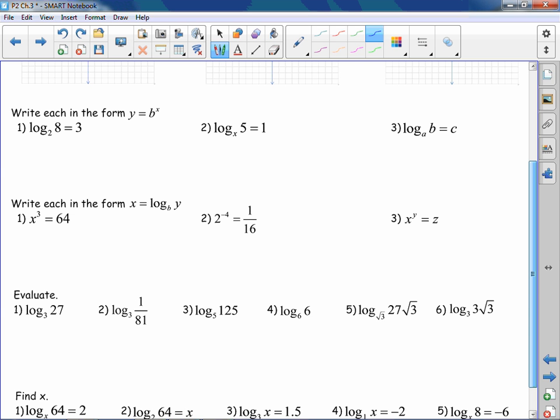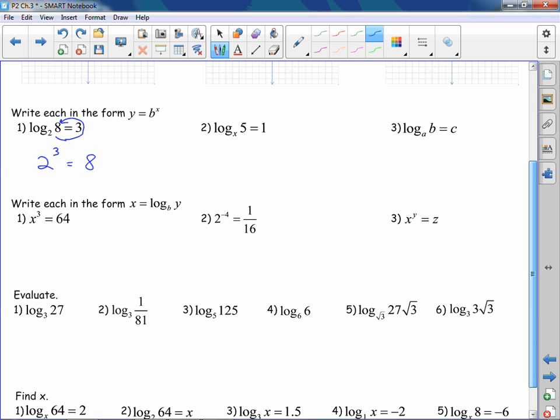Okay, what I do is I call it switching. It's kind of like a basketball hoop. I start down here at the base, and I come around the equal sign, and I catch that 3, and then I swoosh right into the 8. 2 to the third. Let's write that again. It's going to be 2 to the third equals 8.